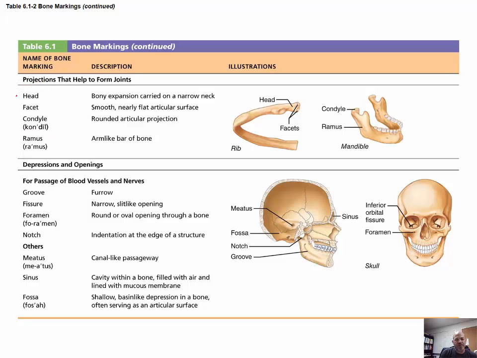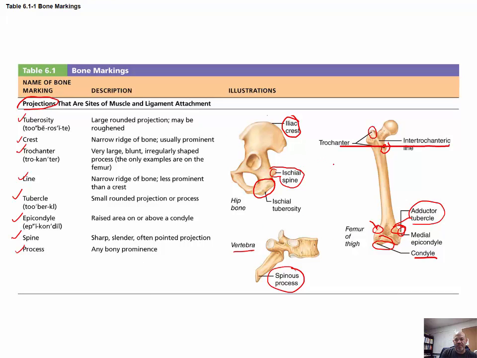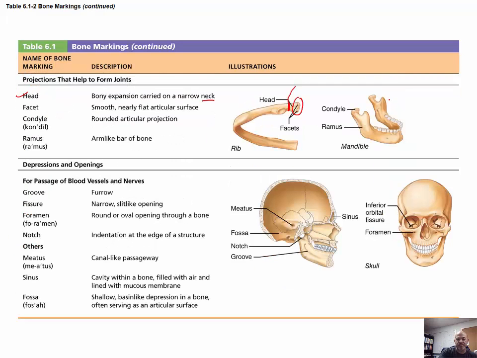Now we're going to look at projections that help form joints. Okay, so the first one is head, and the head is going to be a bony expansion carried on a narrow neck. So that's actually another bone marking there. So here we have the narrowed neck right here, and then right here is the head, and this is for a rib. So the rib has a head on there. If we go back to the femur, it also has a head right there, the head of the femur, and then there's a neck right there.